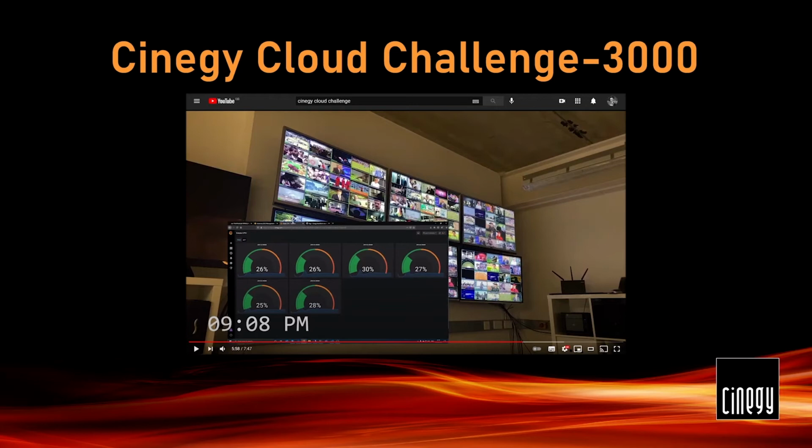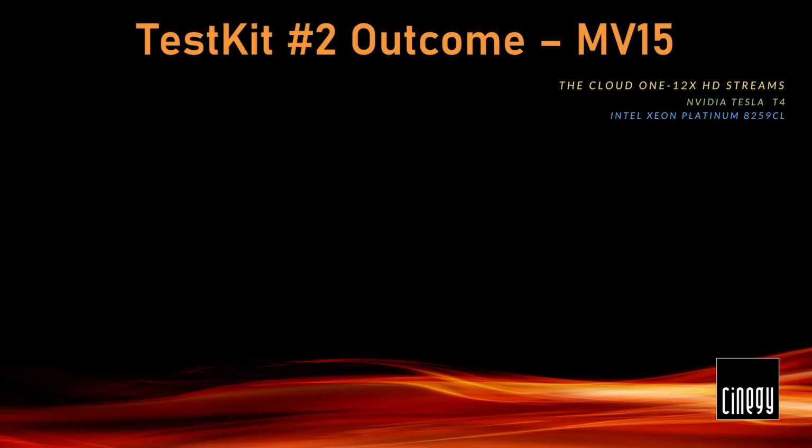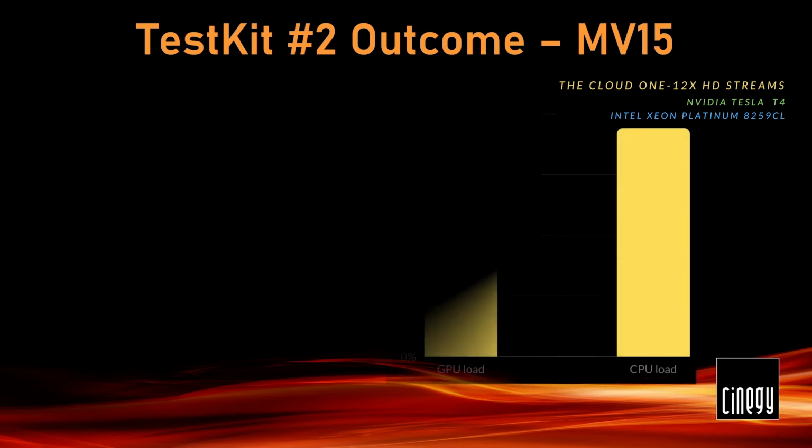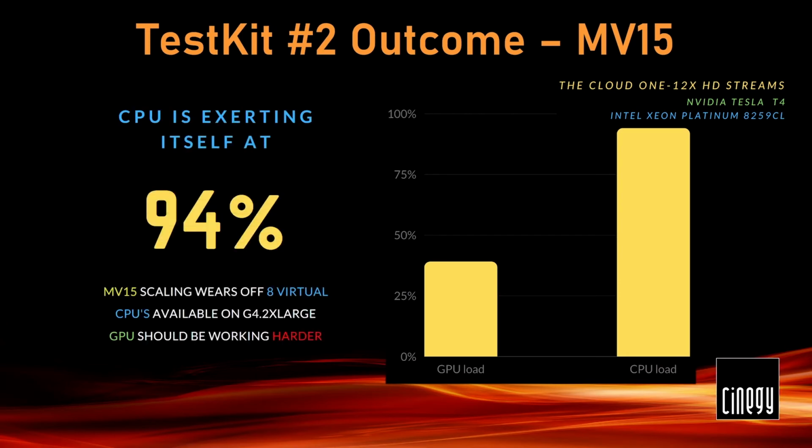Similarly to my previous test, I started with Multiviewer 15 and fed it with 12 HD H.264 SRT streams delivered over public internet. Multiviewer 15 made the CPU work really hard at 94%, while my Nvidia T4 was slacking off at 40% load. And even though decoding SRT streams eventually produces more CPU load, I've got to remind you I set my Multiviewer to use GPU to decode each of those input streams.